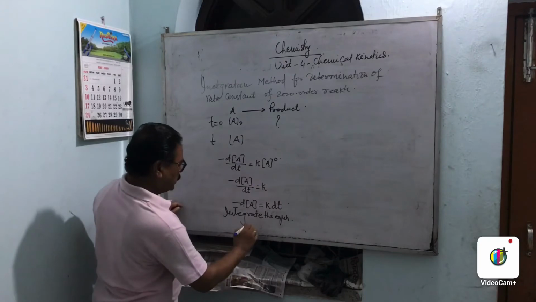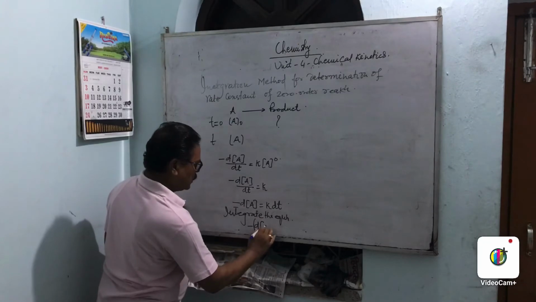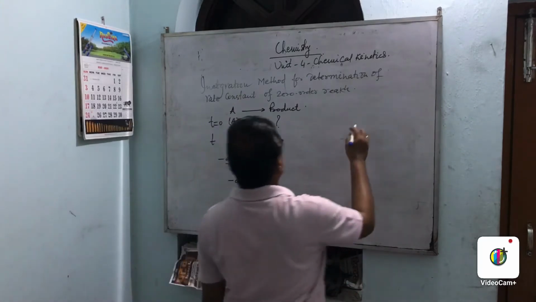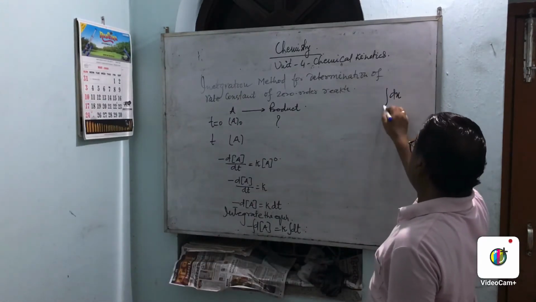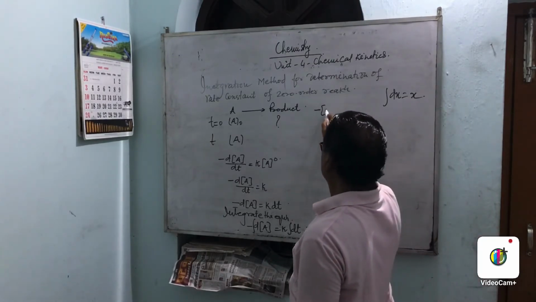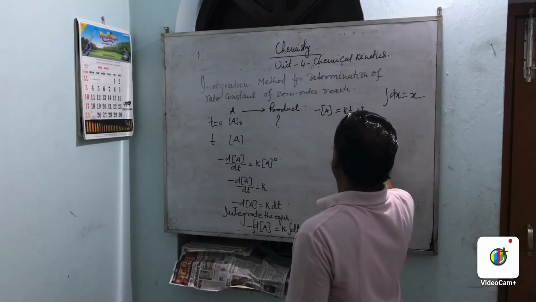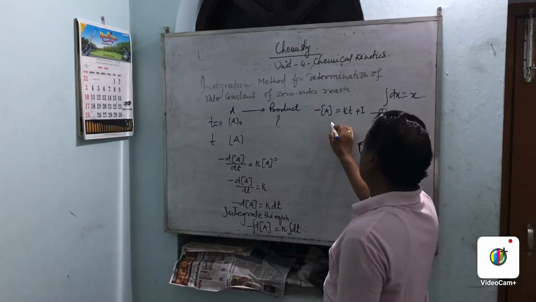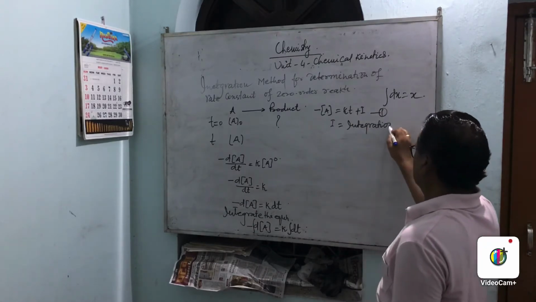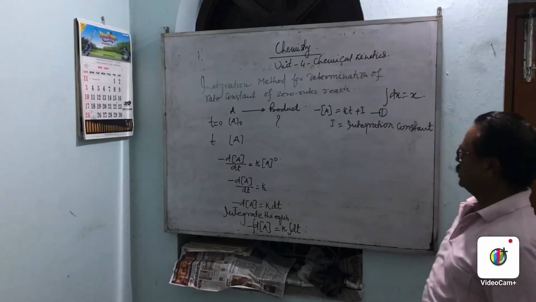So we take the integration: minus dA equals k dt. The integration of dx is x, similarly the integration of dt is t. So this is equal to minus A equals kt plus I, where I is called the integration constant.